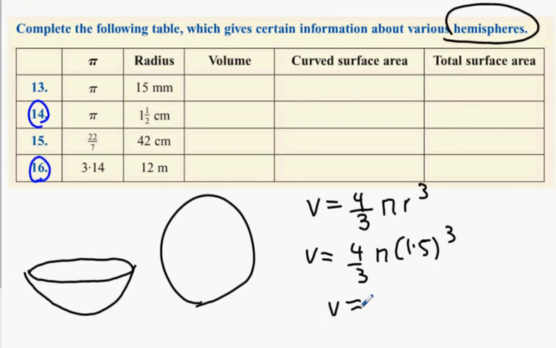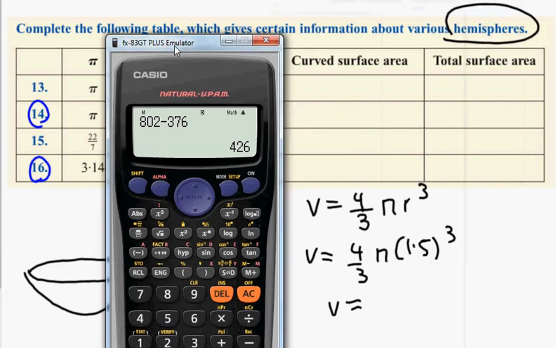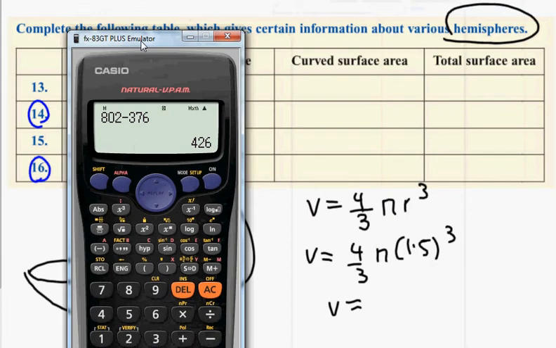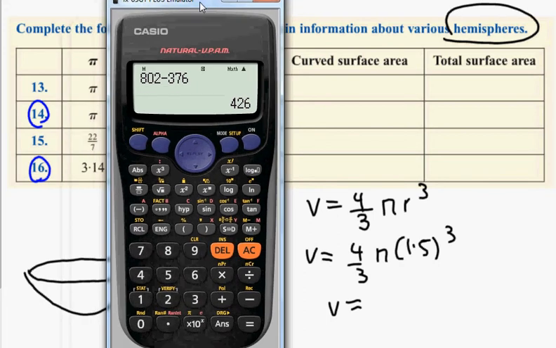Is that what you got, Sam? Oh, yeah. And then half the answer. But before we half it, what do we get? Did you get 7.07, Sam? Okay. They gave it as pi. So look, we'll write down two answers, okay? So we'll do 4 over 3. We'll multiply it by pi. And then we'll multiply by 1.5 cubed. And what we get is 9 over 2 pi, otherwise known as 14.14.